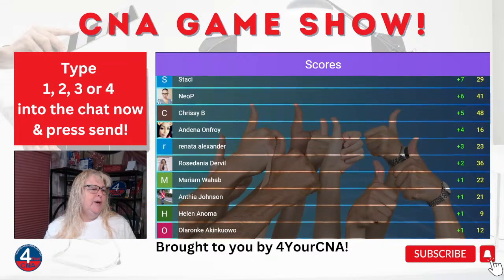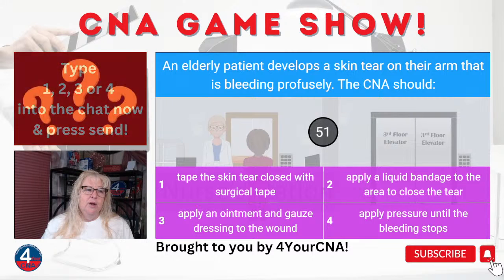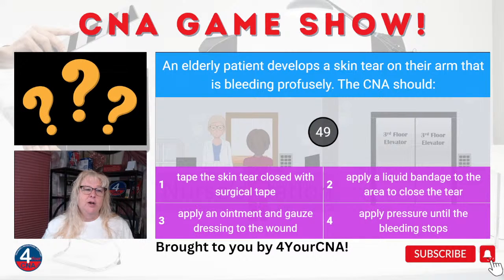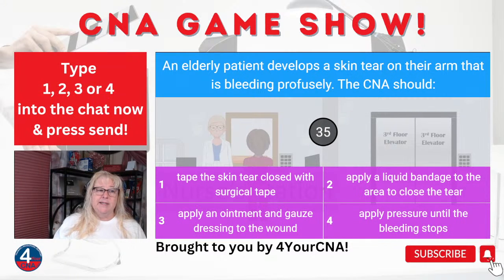I think we're on question number 11. An elderly patient develops a skin tear on their arm that is bleeding profusely. The CNA should, 1, tape the skin tear closed with surgical tape. 2, apply a liquid bandage to the area to close the skin tear. 3, apply an ointment and gauze dressing to the wound. Or 4, apply pressure until the bleeding stops.